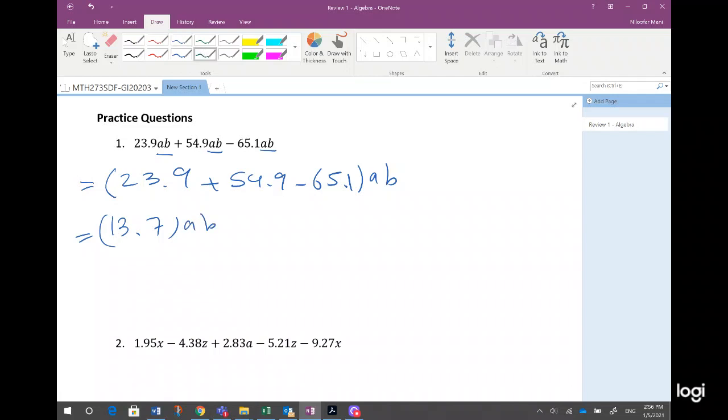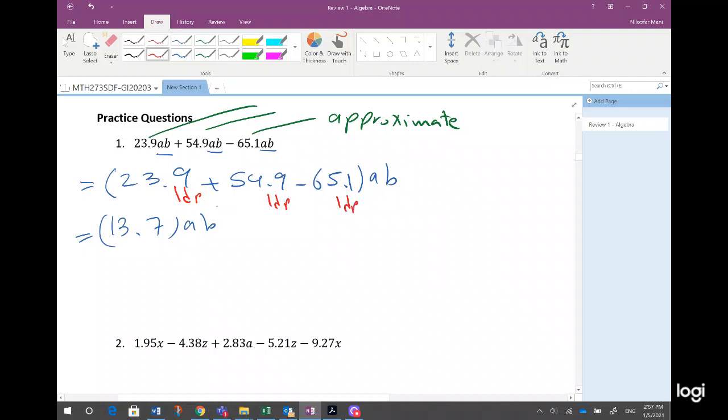If I don't say these numbers are approximate, you stop here. But if I say these numbers are approximate, in this case, you round appropriately, which you learned last semester. When I'm doing addition, subtraction, round appropriately means I have to round to the least decimal place. So 1 decimal place, 1 decimal place, 1 decimal place. I have to round to 1 decimal place. Oh, okay. So I underline that.